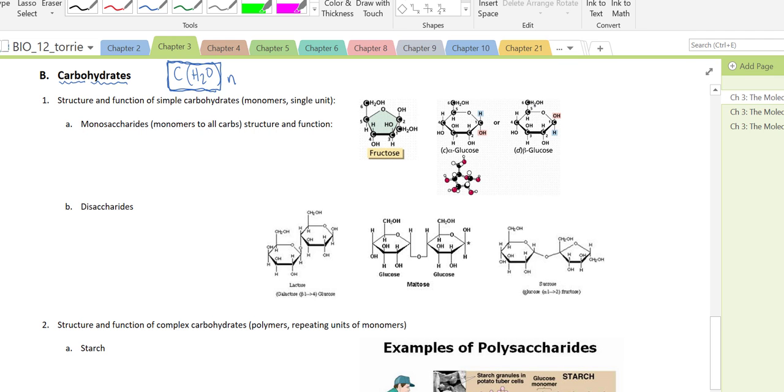So if you look at these little molecules, you'll see that there's a carbon and an HOH. And so that's your water. Even though it's not really water, it's the ratio of water. So there's a carbon with a hydrogen and an OH attached, and this has that ratio CH2O.